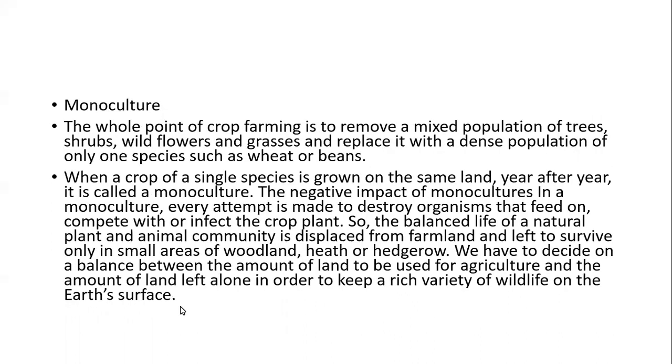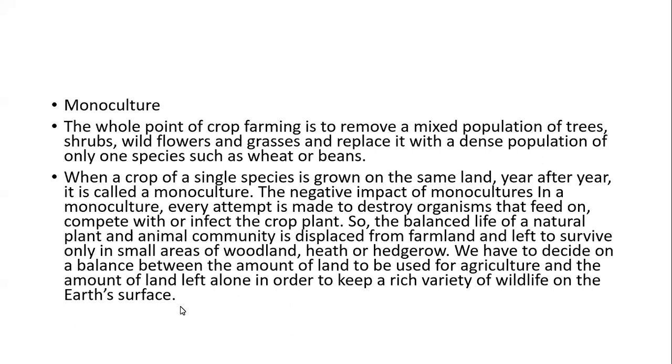Now we have something known as monoculture. This is another way we are harming the environment. What is monoculture, right? Monoculture is when you use the same land to grow the same crop again and again. So this year I used my land to grow wheat. The next year, I again used it to grow wheat. Then again, I used it to grow wheat. That is known as a monoculture.